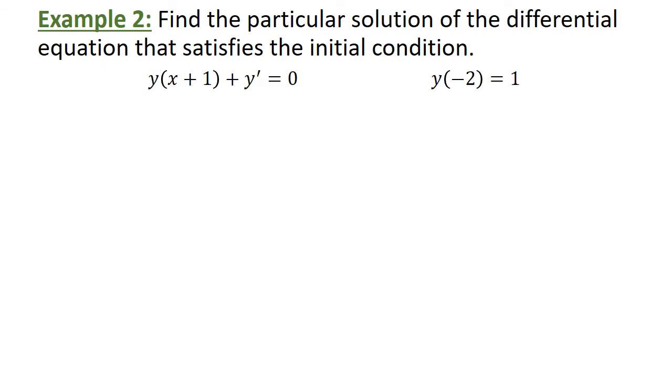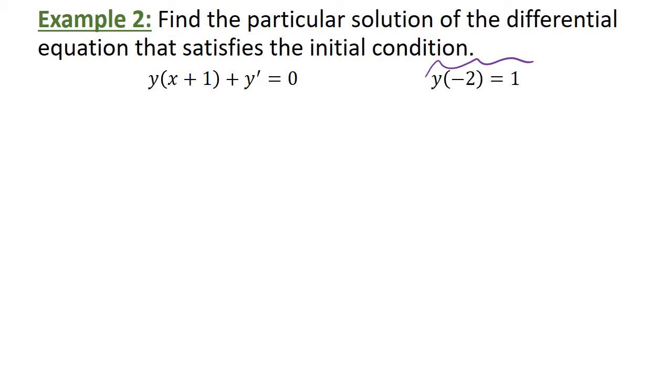In example 2, we want to find the particular solution. And that means we're going to do the exact same thing that we just did, but we also want to find c. And the way we find c is by using this initial condition that is provided to us. So the first thing you want to do is separate these variables. So you might want to pause the video here and see if you are able to separate the variables.